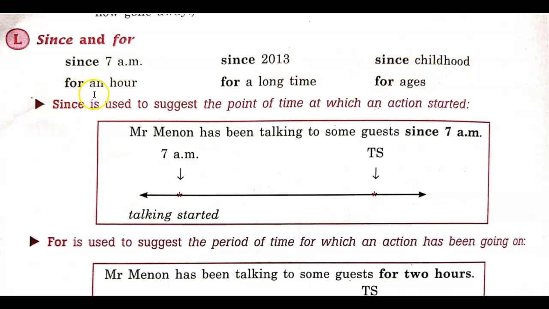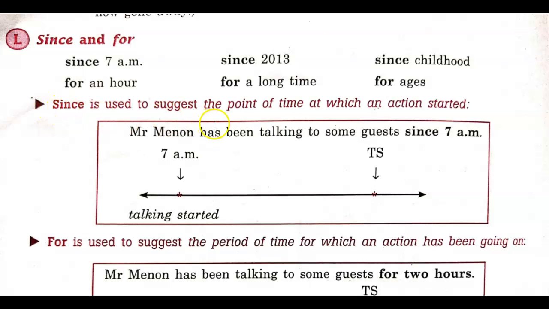For an hour, that means only for an hour, that is we had Zoom classes for an hour. So that means that particular time you had your class and that's it. For a long time, that means the students discussed the answers for a long time. For ages, that means for many years the thing had happened.